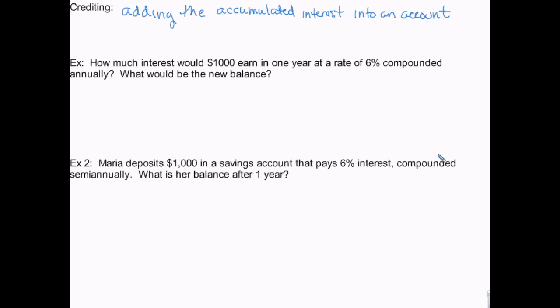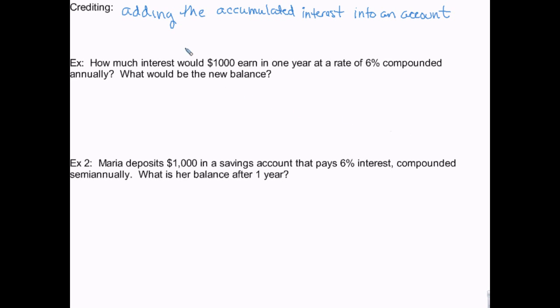So they'll do the calculations 2 or 4 times per year, but then they credit it at the end. If they're doing daily compounding, they usually credit it at the end of the month. So they'll calculate it every day, but they'll put it in your account at the end of the month. Just because it's less work that way.